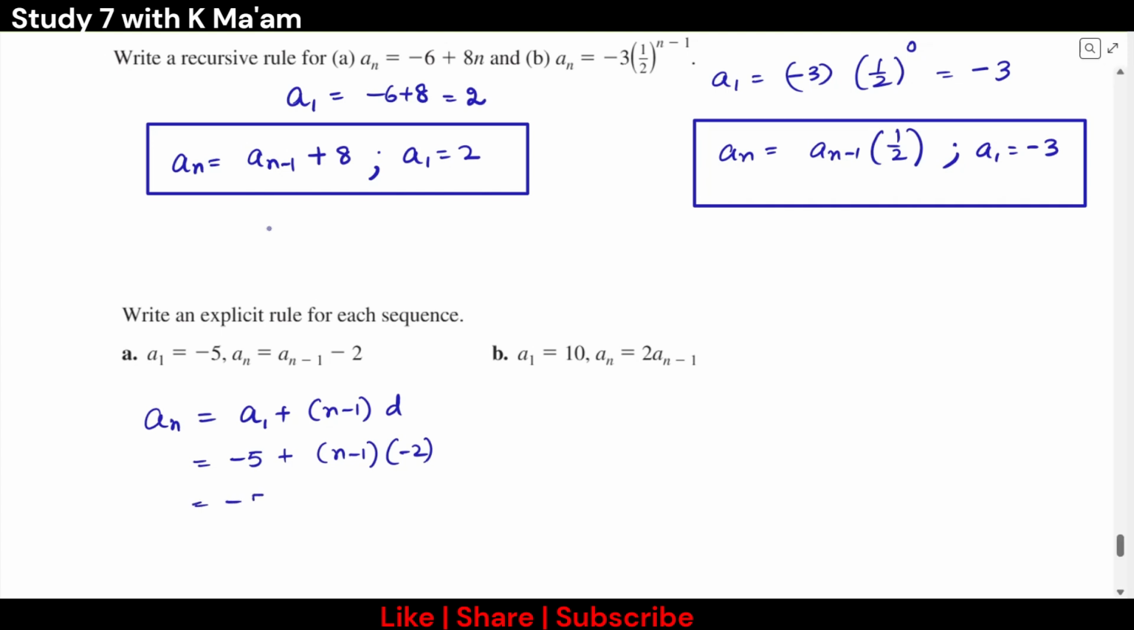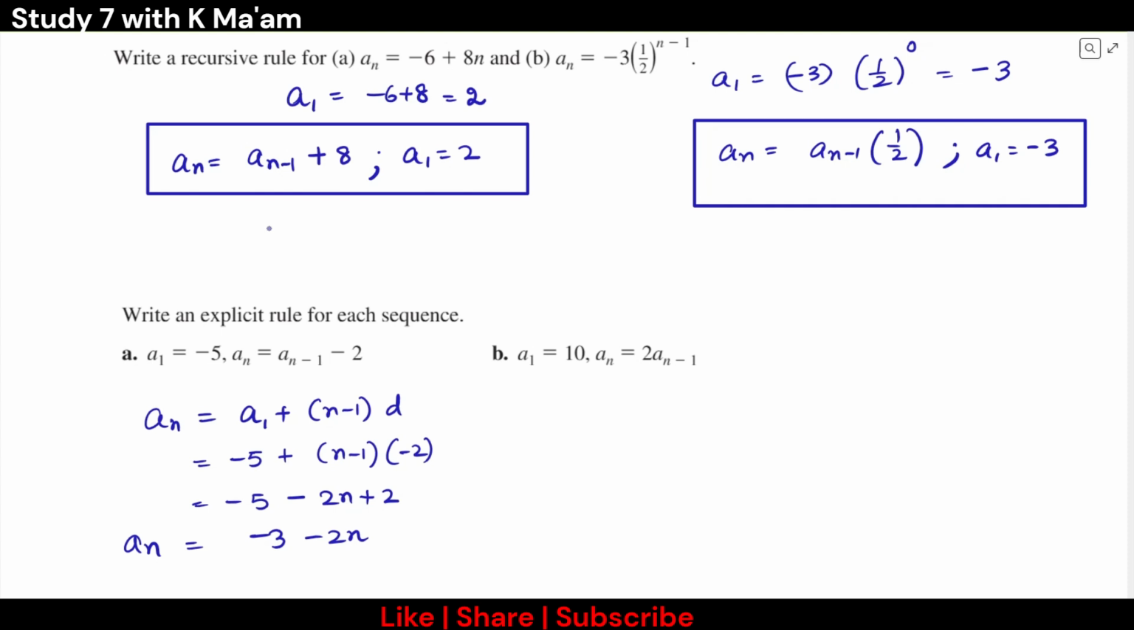You can open it. Minus 5 minus 2n plus 2, which is minus 3 minus 2n. We are done with this. This is the explicit form for question number 8.